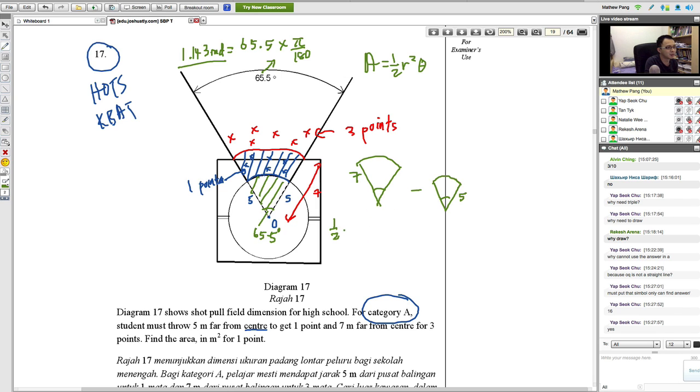Okay, now my angle in radian is ready, then I can start to do this one. So this is 1 over 2 r square, which is 7 square, times 1.143, minus the smaller sector, which is 1 over 2, 5 square, times 1.143. Yeah, then you just use your calculator. You should be able to get the final answer correct. But just let me do this one very quick. 49 multiply 1.143 minus 1 over 2 multiply 25, and then multiply 1.143. Yes, and then you will get the answer is 13.716. I hope I'm correct.